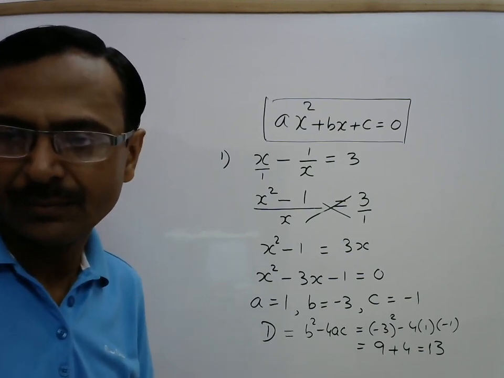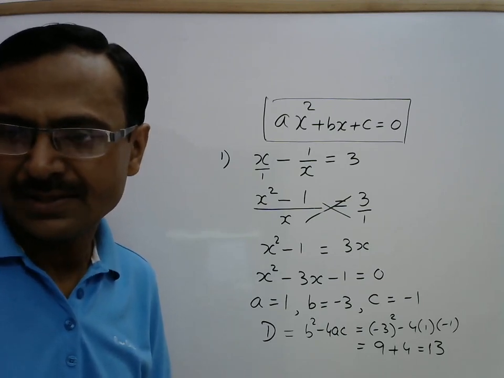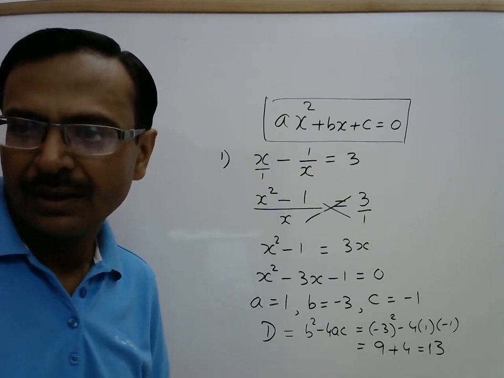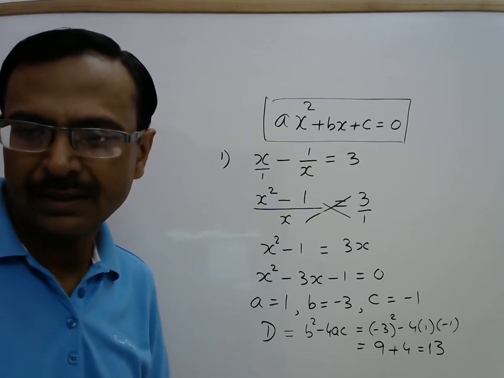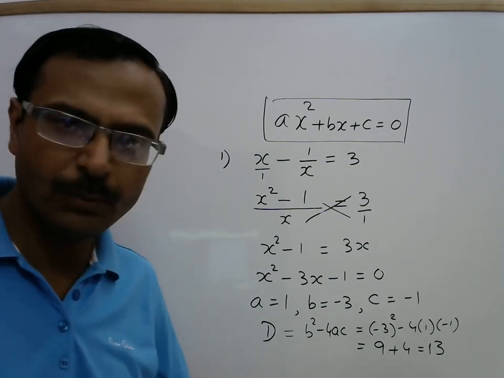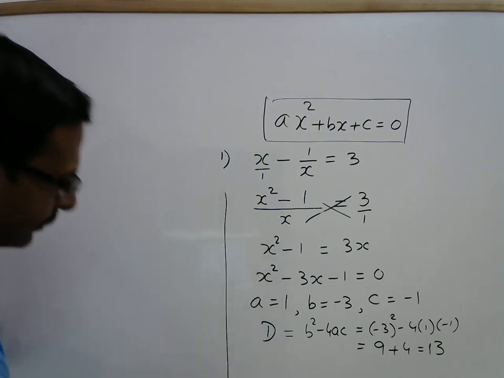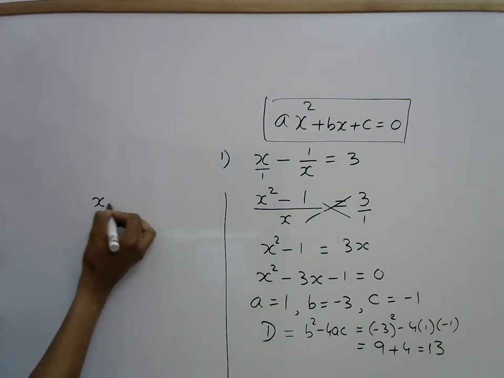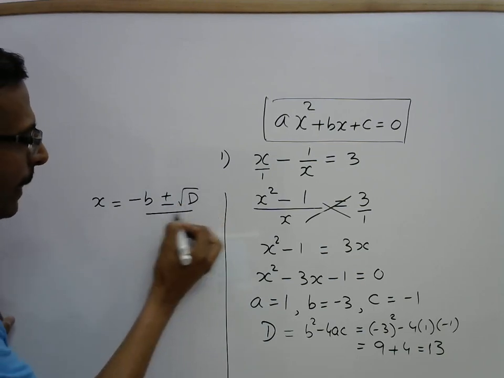After you find the discriminant, we have to use the quadratic formula. Those who have followed the channel are giving me the value of the discriminant as 13. Anyone who is not getting the answer 13 has to check the value of the discriminant. I have done it on the board. It is 13. After this, the next step is to find the value of x using the formula minus b plus minus root D by 2a.